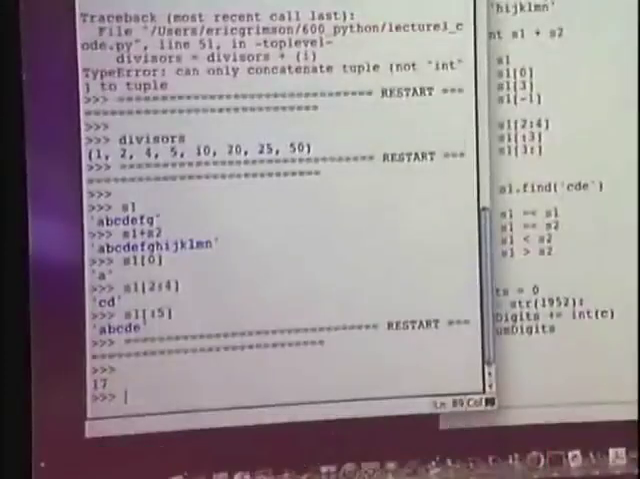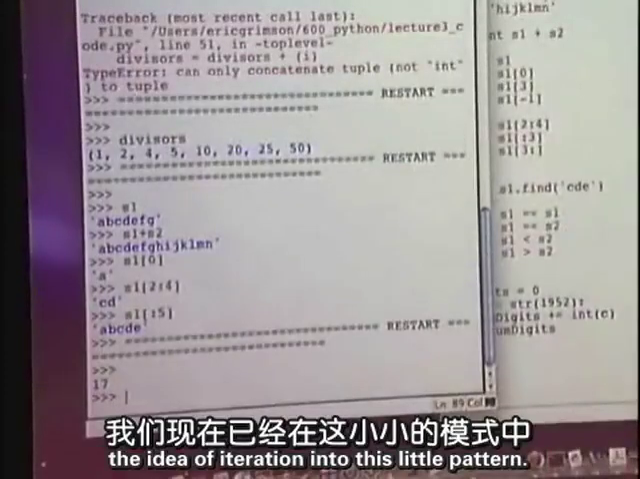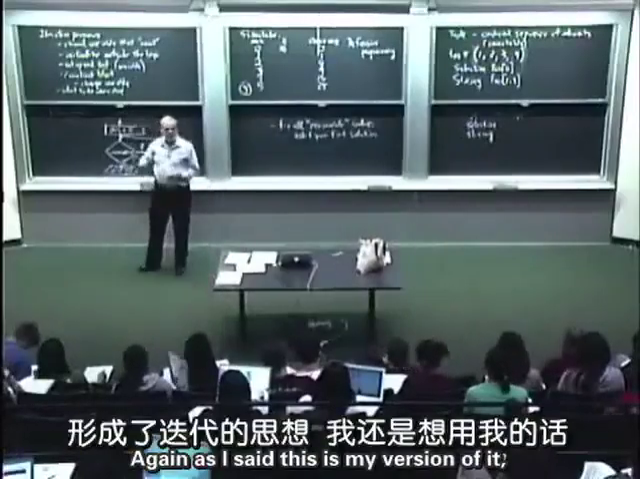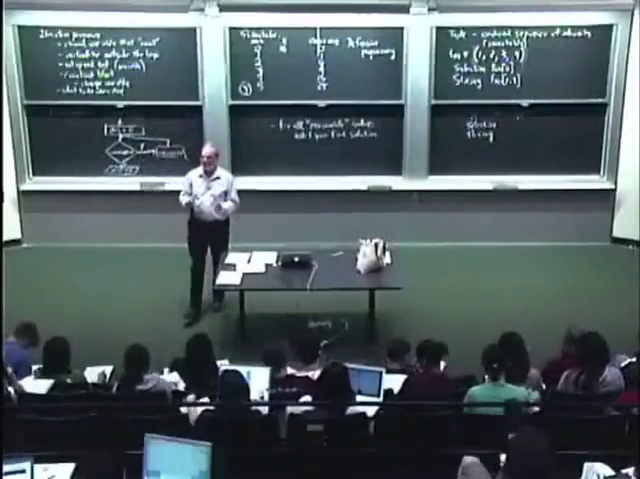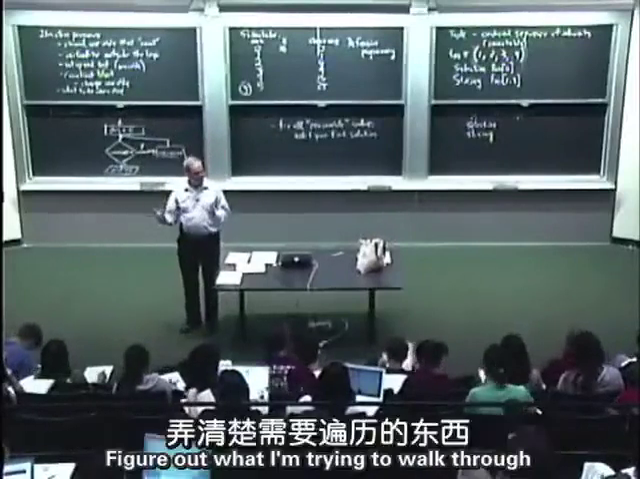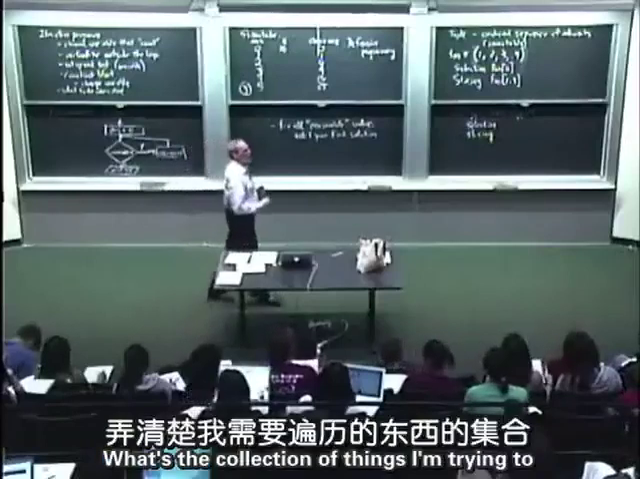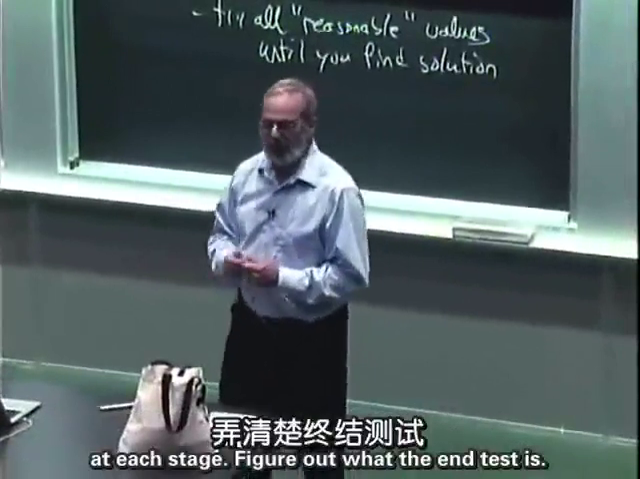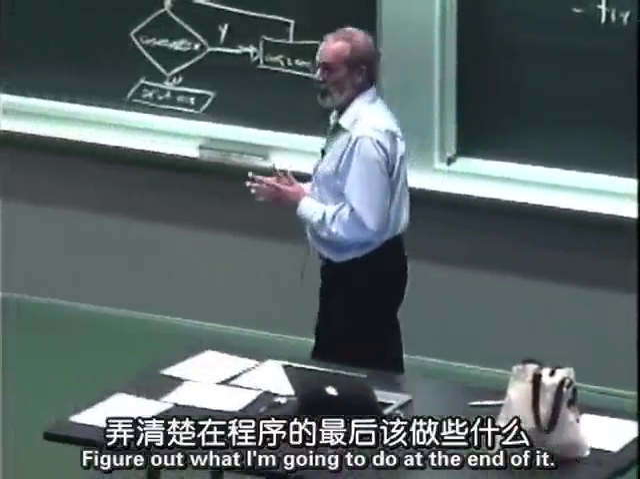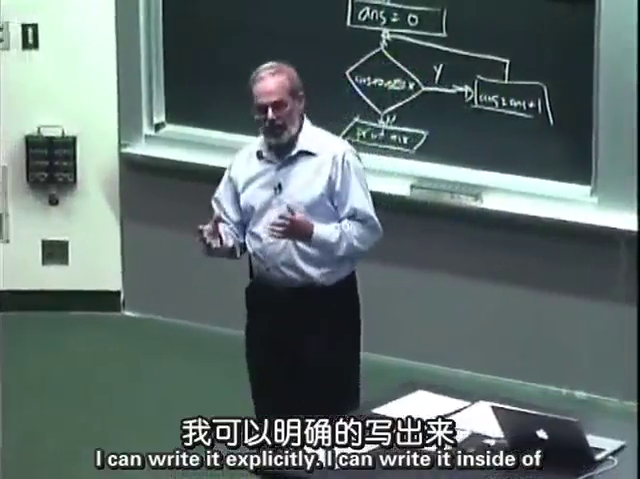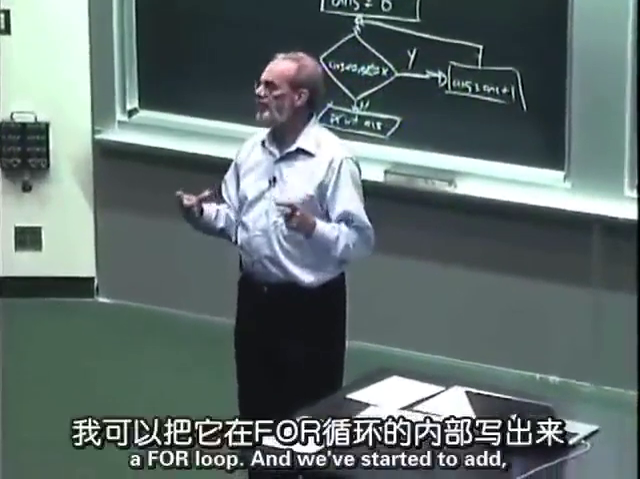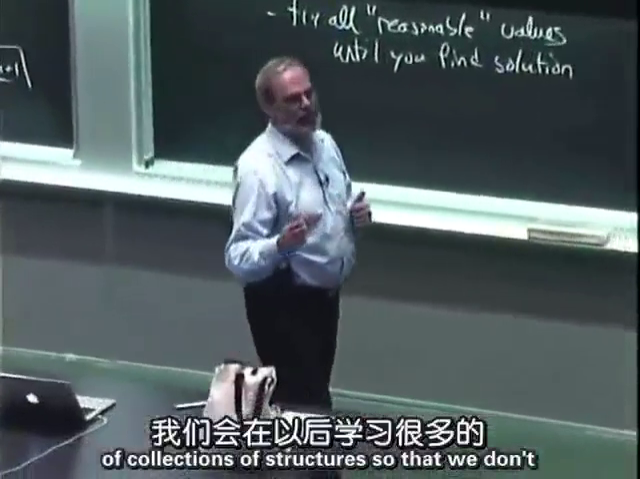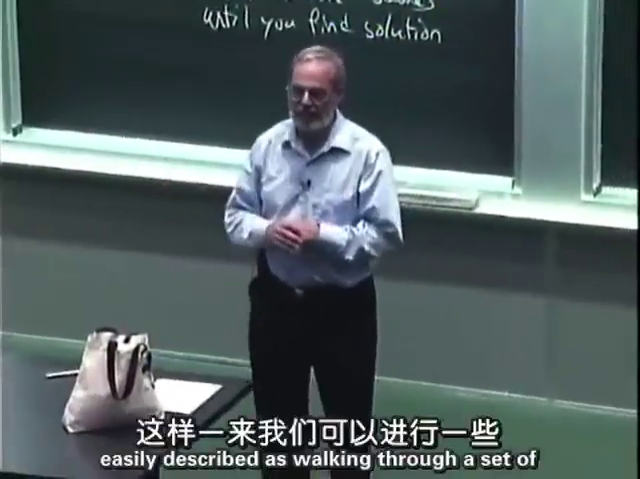So what have I done? We've now generalized the idea of iteration into this little pattern. And again, as I said, this is my version of it, but you can see every one of the examples we've used so far has that pattern to it. Figure out what I'm trying to walk through. What's the collection of things I'm trying to walk through? Figure out what I want to do at each stage. Figure out what the end test is. Figure out what I'm going to do at the end of it. I can write it explicitly. I can write it inside of a for loop. And we've started to add, and we'll see a lot more of this, examples of collections of structures so that we don't just have to do something that can be easily described as walking through a set of things, but can actually be a collection that you walk through.